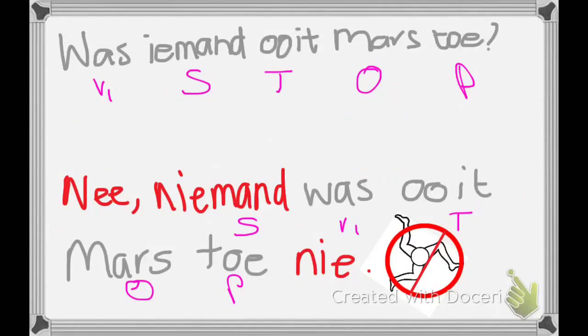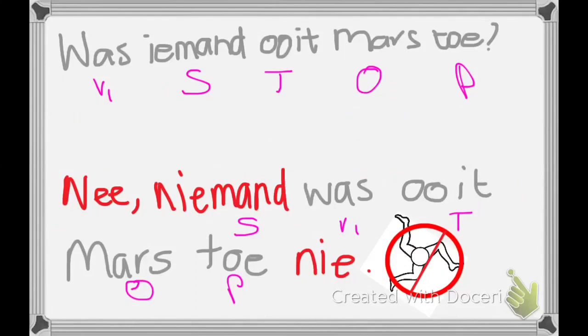Okay, then we're going to change iemand to niemand because that's the subject. It's going to be the first word that changes. Niemand was ooit. Okay, we're not going to change ooit. It's the second word that should change, but because there's two of them, we don't change the second one.